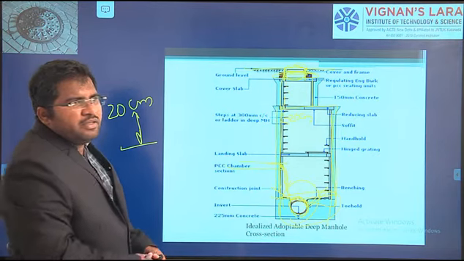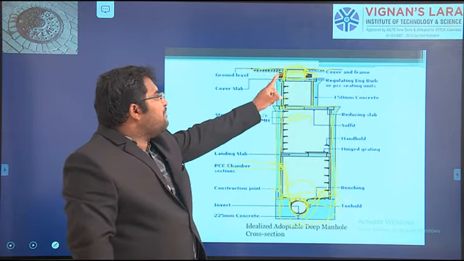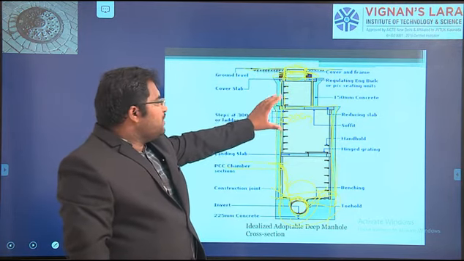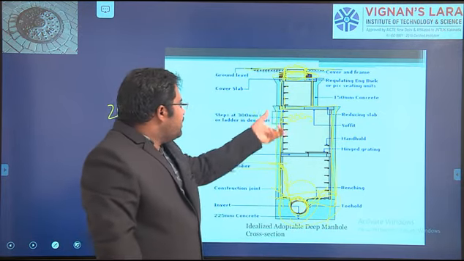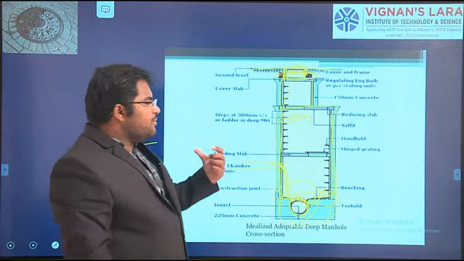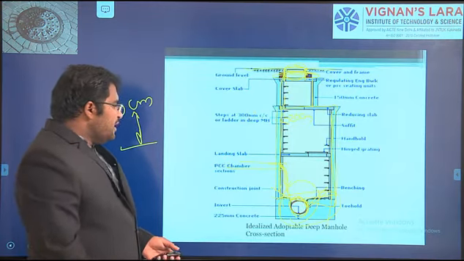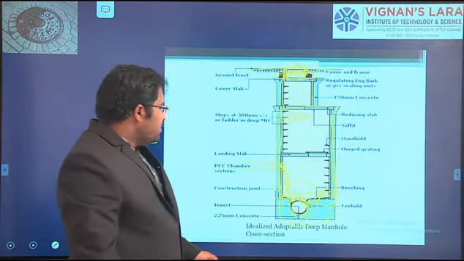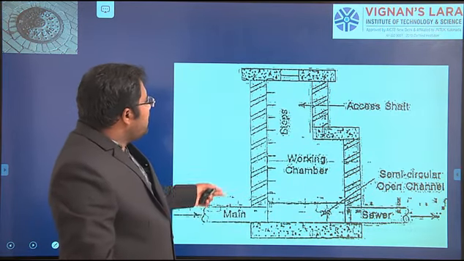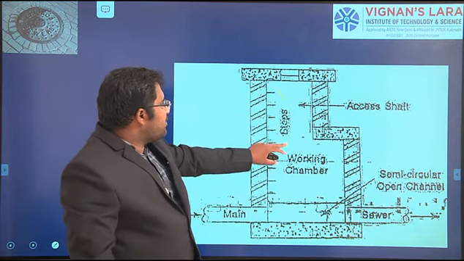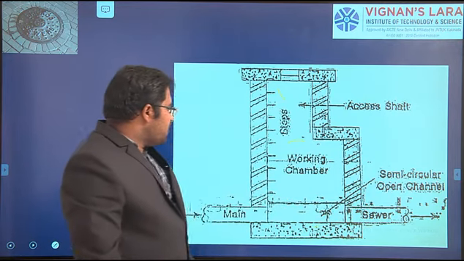So the different components here are: the first is the cover and frame, then the access shaft, then the side walls, then the inverted bottom, then the ladder. These are some of the components of a manhole. Now next, here it is a circular one, but instead of a circular pipeline we can also have a canal. Here also we have one entry, this is the access shaft, and this is the working chamber. Here we have a semicircular open channel.